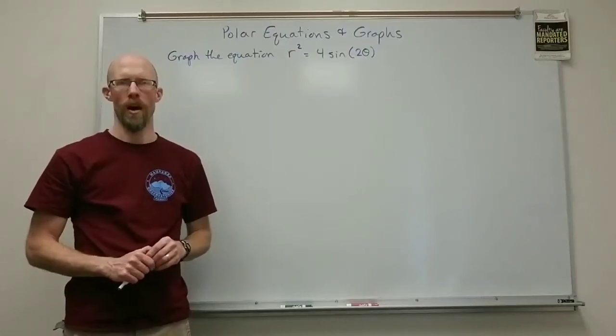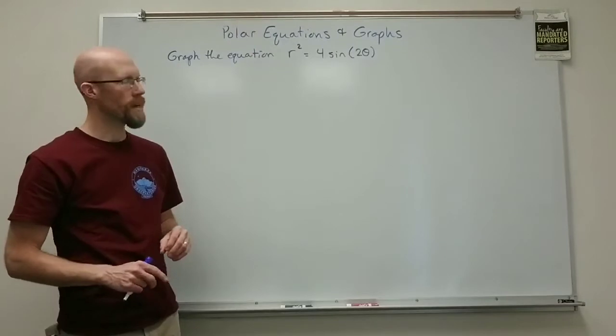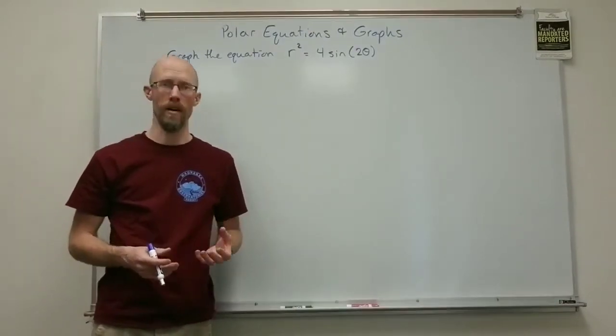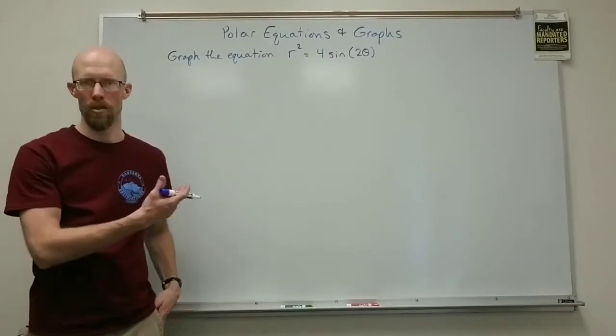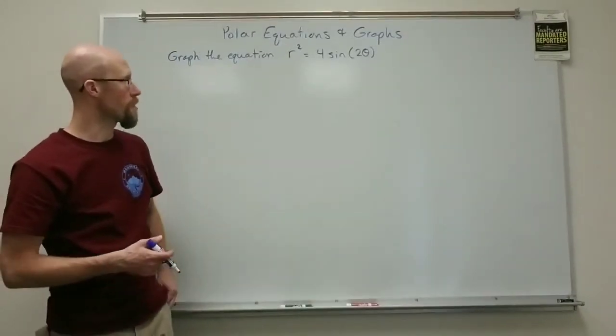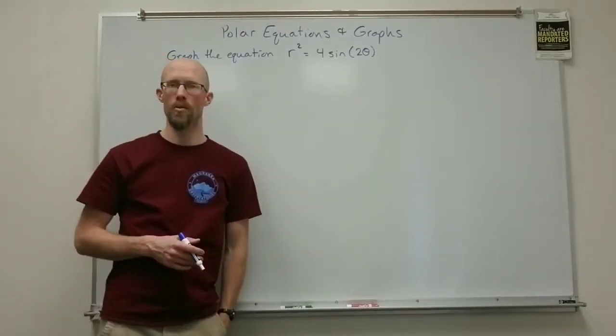And now we're going to start graphing some polar equations just by identifying some features of the graph, like symmetry, intercepts, and things like that. We'll just look at an example here. I have r squared equals 4 times the sine of 2 theta.